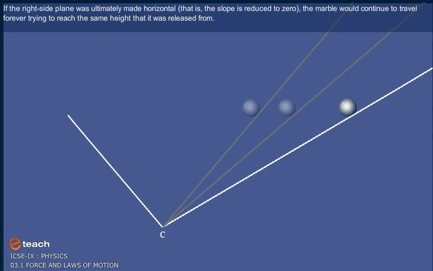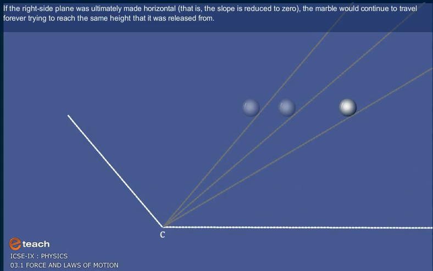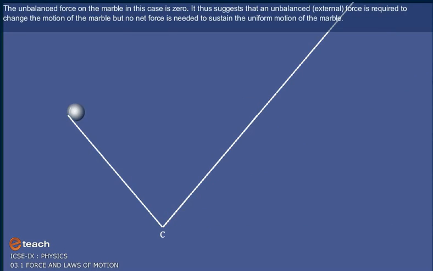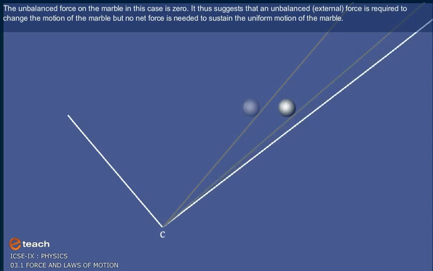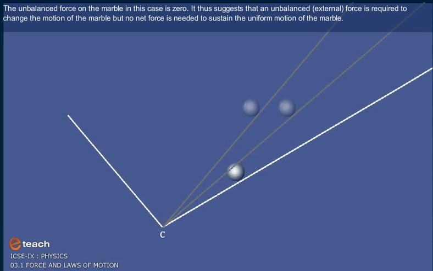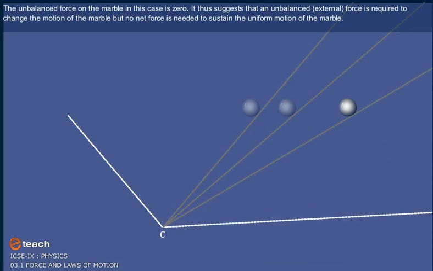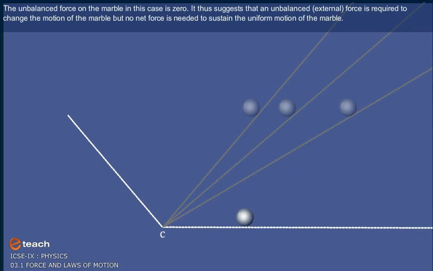If the right side plane were ultimately made horizontal, that is, the slope is reduced to zero, the marble would continue to travel forever, trying to reach the same height that it was released from. The unbalanced force on the marble in this case is zero. It thus suggests that an unbalanced force is required to change the motion of a marble, but no net force is needed to sustain the uniform motion of the marble.